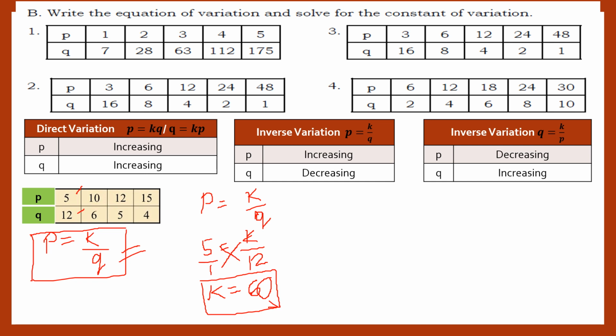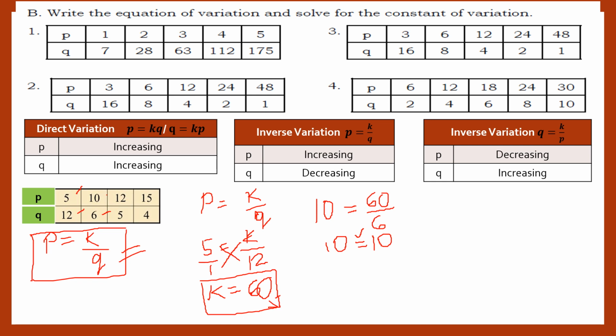Let's see if this satisfies the other values on our table. Suppose we have P. For the second one, your P is 10. So that's 10 is equal to K, which is 60, over Q, which is 6. So 10 is equal to 60 divided by 6 is 10. So that is checked. So we are just actually checking if the value of k is correct.